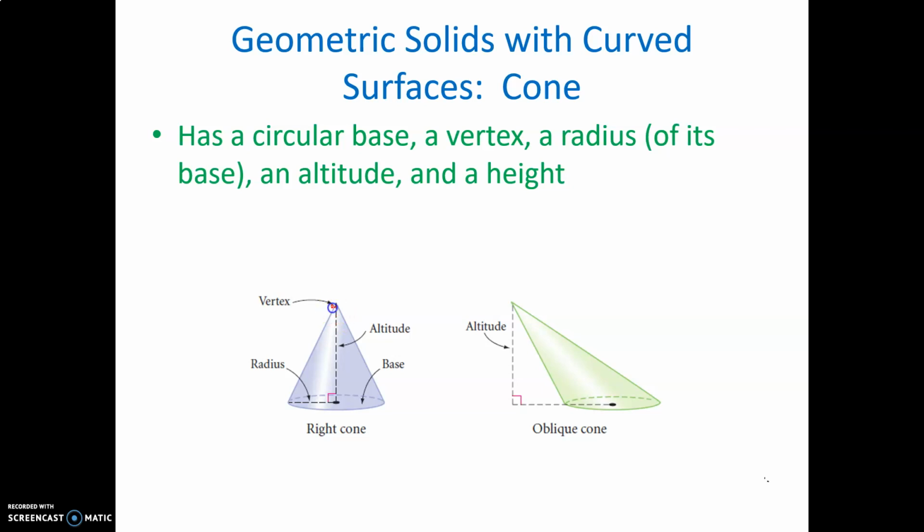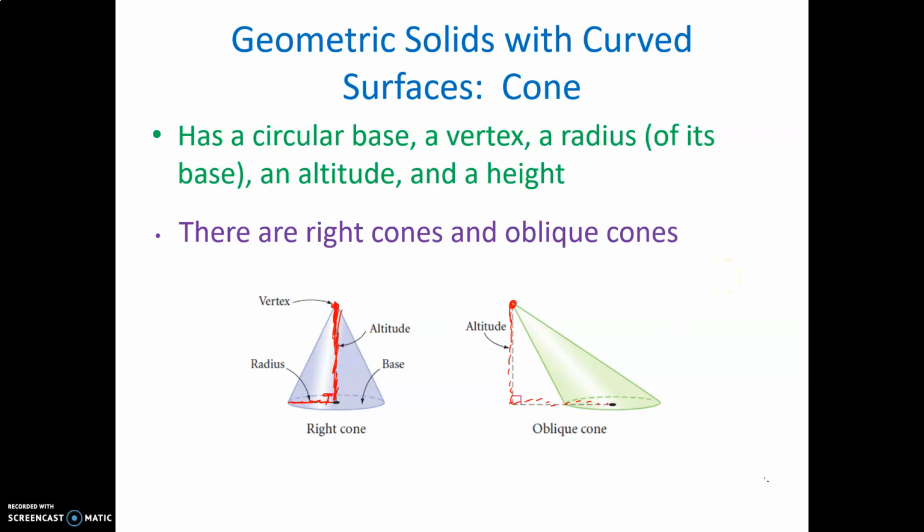It has a vertex. It has a radius, which is the same as the radius of its base. It has an altitude that goes from the vertex perpendicular to the base. Here, from the vertex perpendicular to the base, or an extension of it. So in this case, again, when something's oblique, that altitude could be outside of the figure itself. There are right cones and oblique cones. You can see that right there.